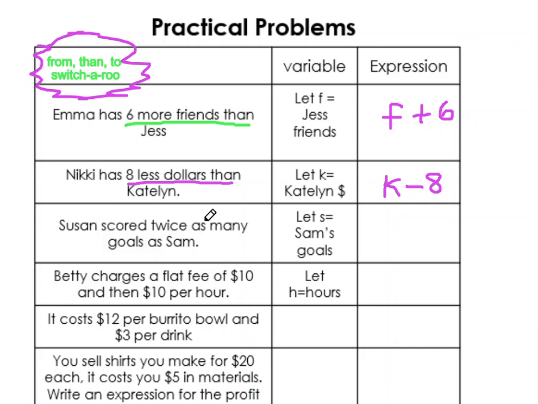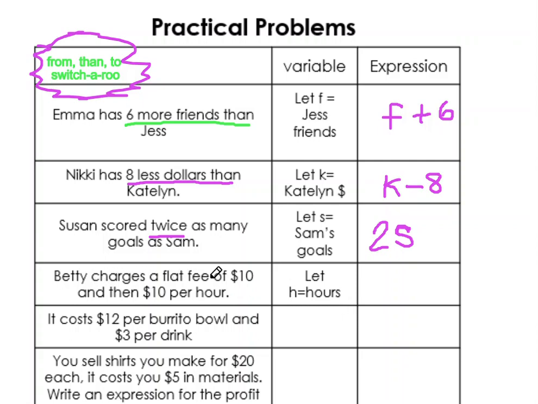Susan scored twice as many goals as Sam. Let S equal Sam's goals. All right, so twice as many goals. That means you're timesing it by 2. So this one would be 2S. 2S. That looks like a 5. That's really an S, I promise you. Okay, so 2S. The next one.